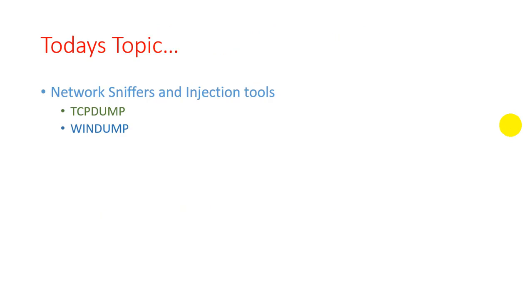We are studying network sniffers and injection tools. In this topic, today we will discuss two tools known as TCPdump and WinDump. So let us start today's video lecture. We are discussing a brief introduction about TCPdump and the different options through which we can secure our computer system as well as our internet services.